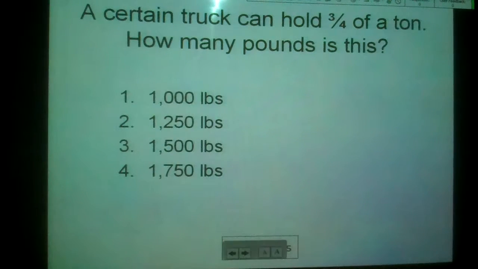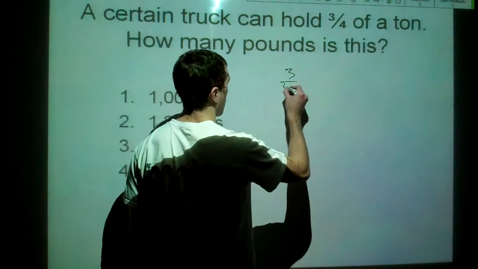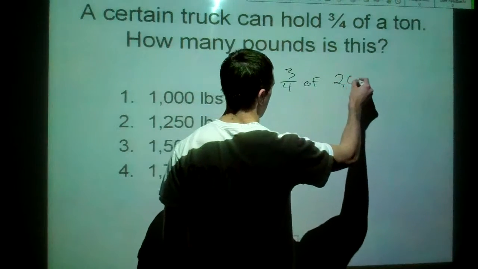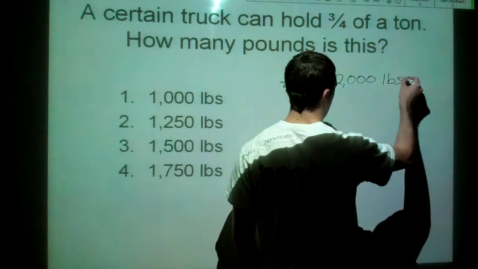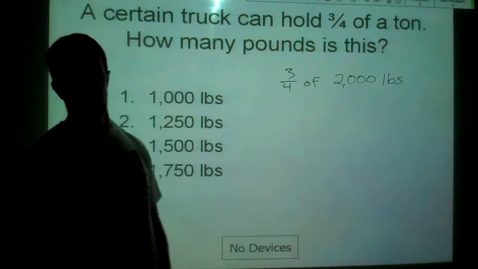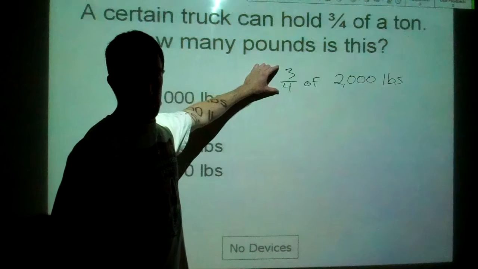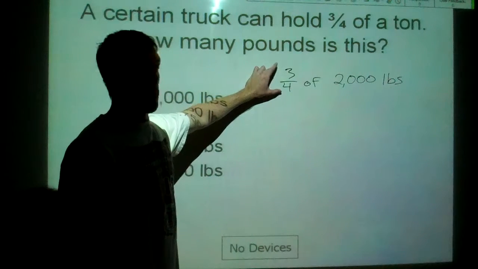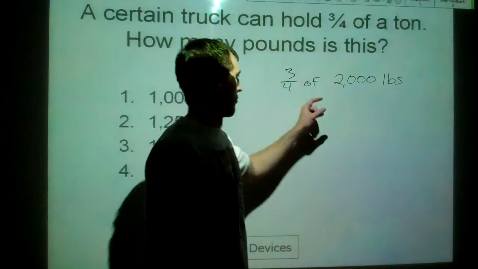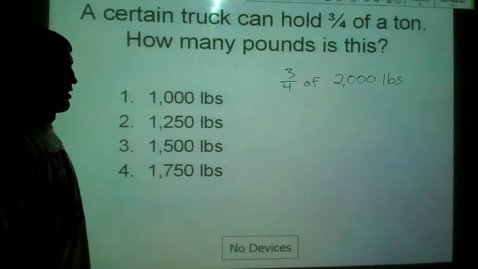So the first question I asked was, a certain truck can hold 3/4 of a ton. How many pounds is this? We basically want 3/4 of 2,000 pounds. We have a couple ways to do this. Remember, of, that's one of our special words. That means we're going to multiply. So one way we could do it is to just straight up multiply. We could turn this fraction into a decimal if we wanted to. Happens to be 0.75. If we multiply that times 2,000, we'll get our answer. We could take the fraction times 2,000 and we would get our answer.